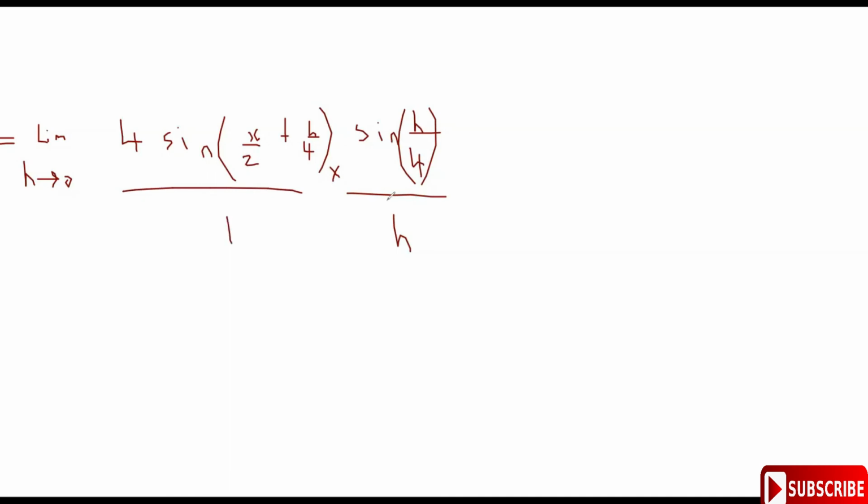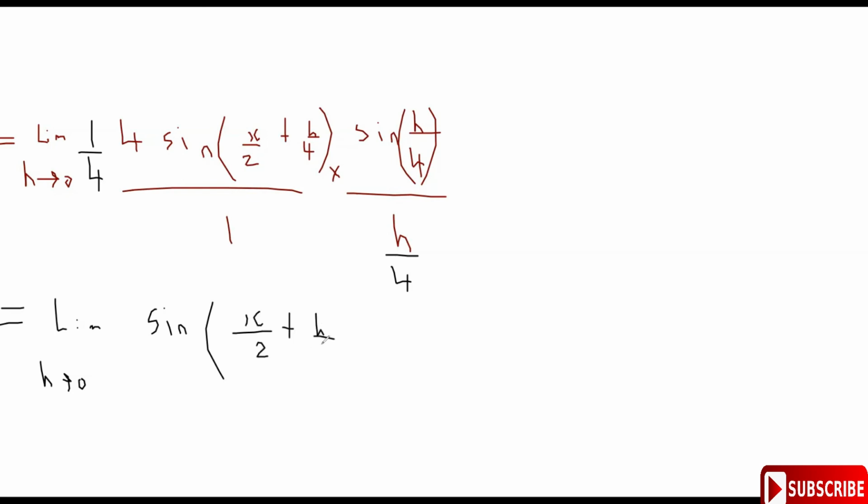Why did I do that? I did that because now, if I have an h over 4 here, I can just divide this by a 4. And if I'm multiplying this by a quarter, I need to multiply the numerator by a quarter. So I'm going to put a quarter in the numerator. But then this quarter and this 4 cancel each other. So now it's just going to work out to be equal to the limit as h tends to 0 of, that 4 and that quarter cancel each other, and so now we're just left with the limit as h tends to 0 of the sine of x over 2 plus h over 4.